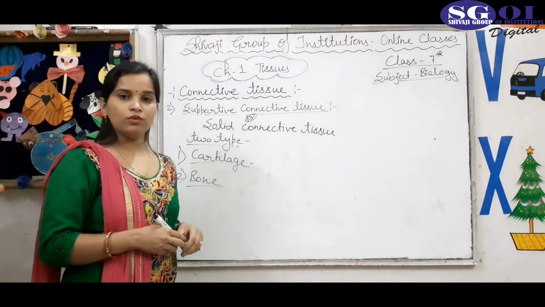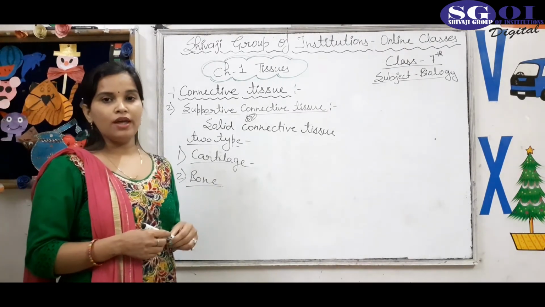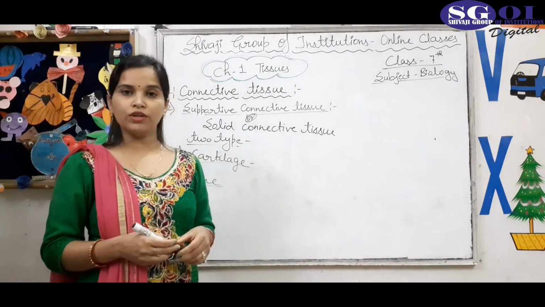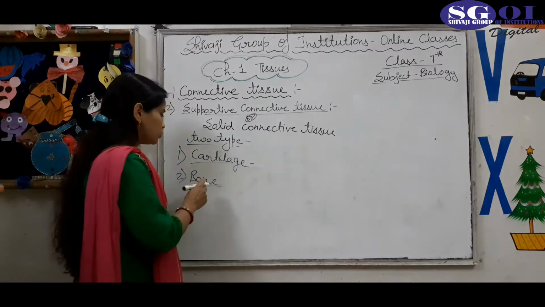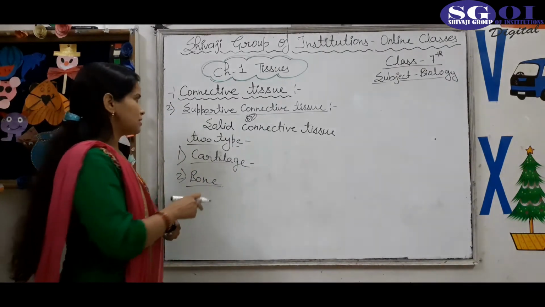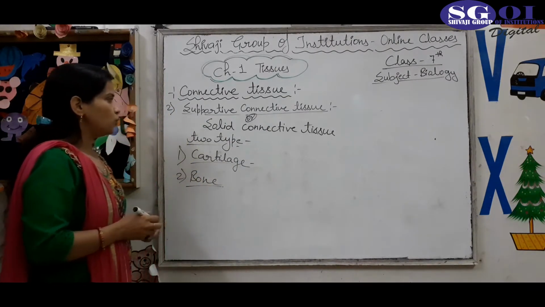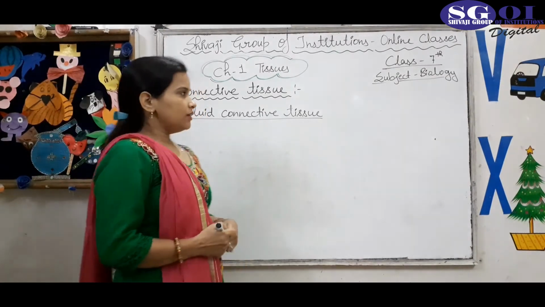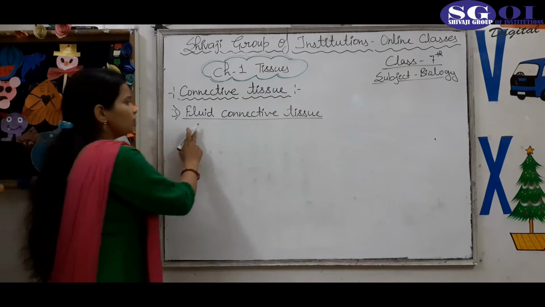And the main function of the bone is to provide support and also help in the movement of the body and of the muscles. So this is the main function of the bones. So this is the supportive connective tissue, and the third type of connective tissue is the fluid connective tissue.